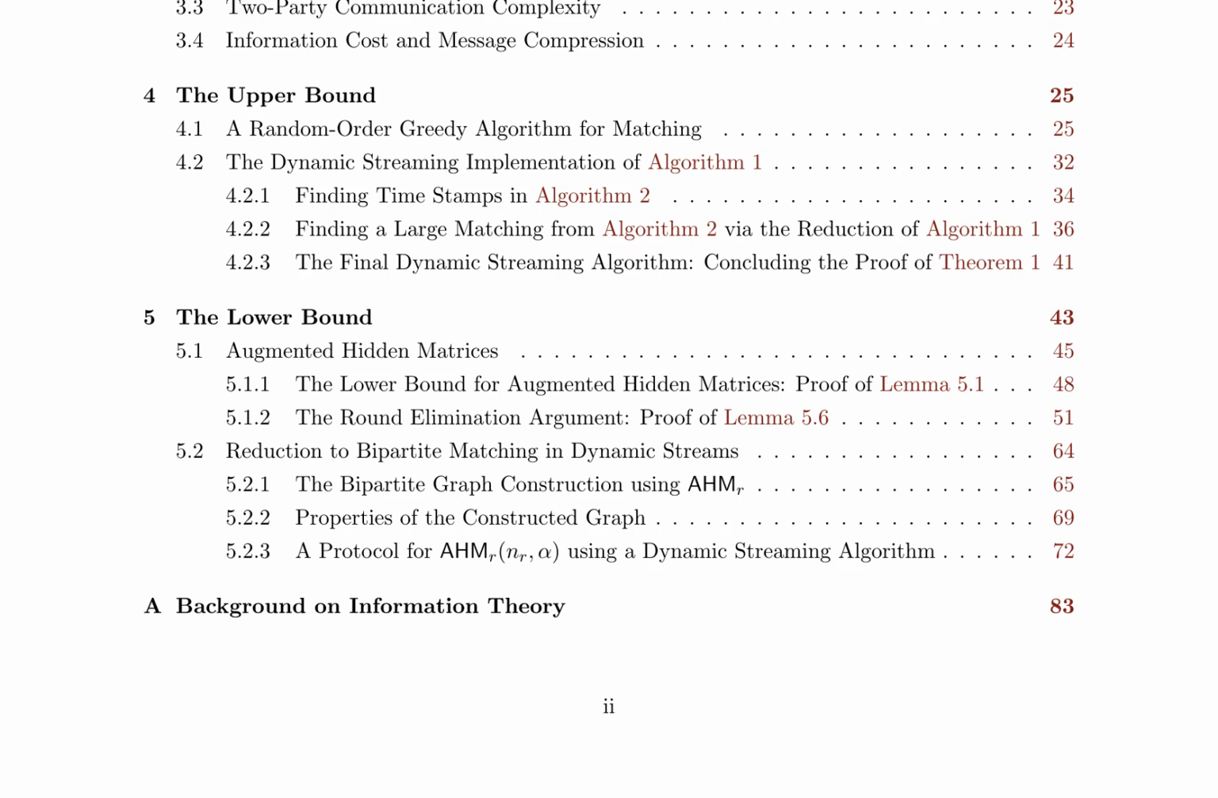The lower bound section presents a detailed analysis of augmented hidden matrices, which serve as a key component in establishing the lower bound. The authors provide a thorough explanation of the properties of these matrices and how they can be used to reduce the problem of finding approximate matchings in bipartite graphs to a related problem involving augmented hidden matrices.